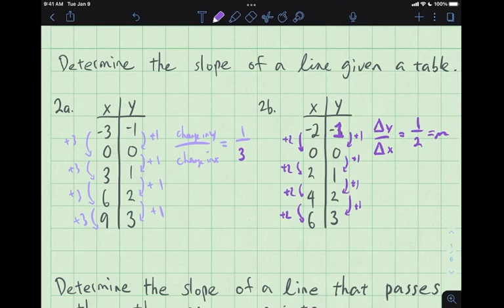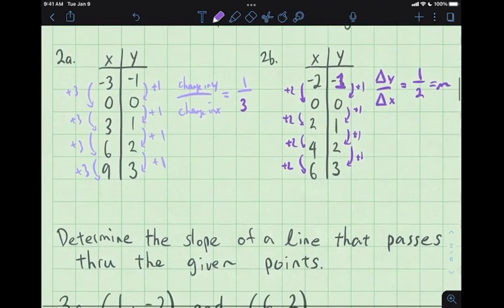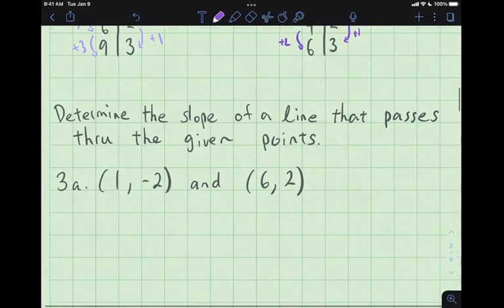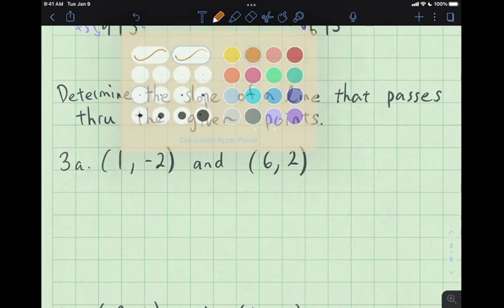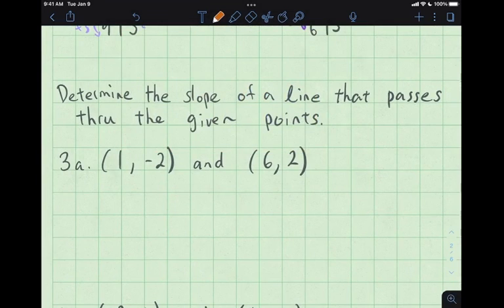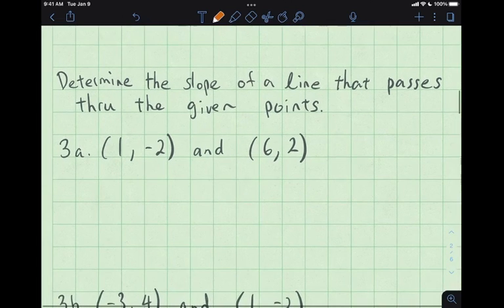Figure out the change in your x's and your y's. Here, the most common step when we're given 2 points, how do we determine the slope of a line? In this case, we'll make use of this formula. You've seen me do so in class. M is y2 minus y1 over x2 minus x1.